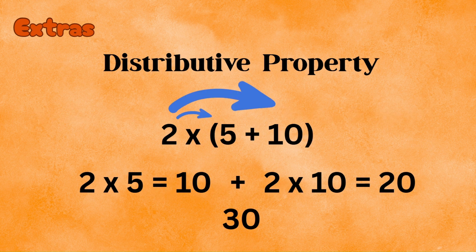Distributive property. If we have a 2 and we want to multiply it by the equation inside of the parentheses, first we multiply the 2 with the 5 to get 10. Then we multiply 2 with the 10 to get 20. And then we add both these numbers together to get 30.